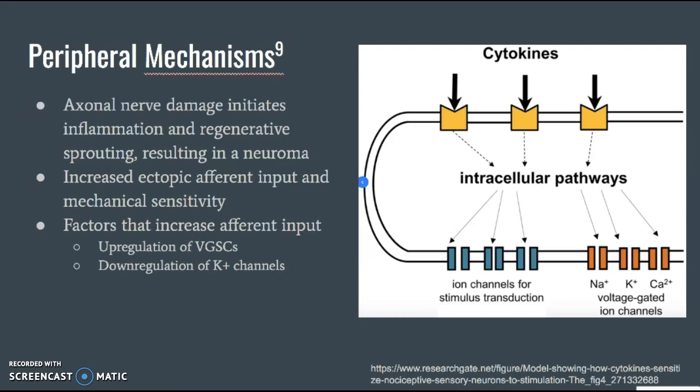Following this, the severed nerve will begin regenerative sprouting, which may lead to neuromas, hypersensitivity, upregulation of voltage-gated sodium channels, and downregulation of potassium channels, all of which contributes to the spontaneous afferent inputs to the spinal cord, causing a perception of spontaneous sensations from the amputated limb.